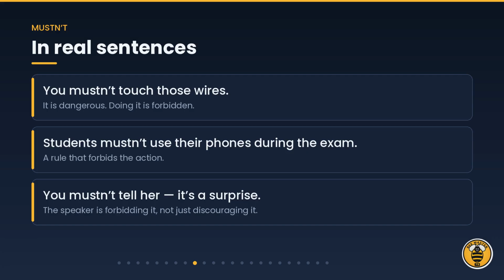Listen for the prohibition. You mustn't touch those wires. That is dangerous. The action is forbidden. Students mustn't use their phones during the exam. A rule. Breaking it has consequences. You mustn't tell her. It's a surprise. Notice that this is not a suggestion. The speaker is forbidding it.